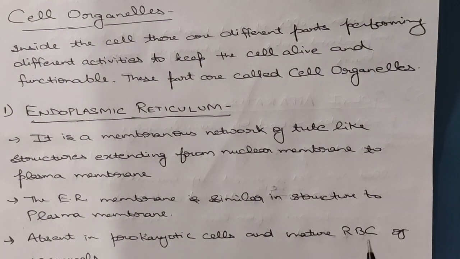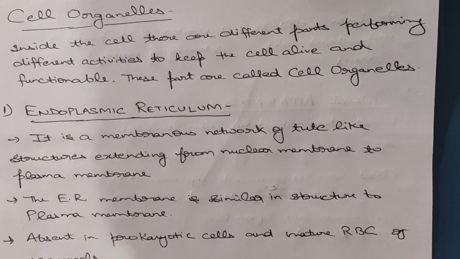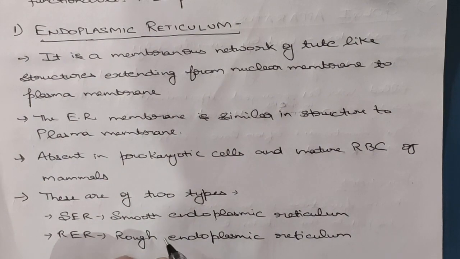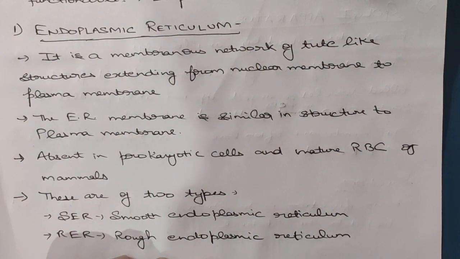Another point is that they are absent in prokaryotic cells and mature RBCs of mammals. Getting it? They are absent in prokaryotic cells and mature RBCs of mammals. And they are of two types. What are they? SER and RER. SER is smooth endoplasmic reticulum and RER is rough endoplasmic reticulum.